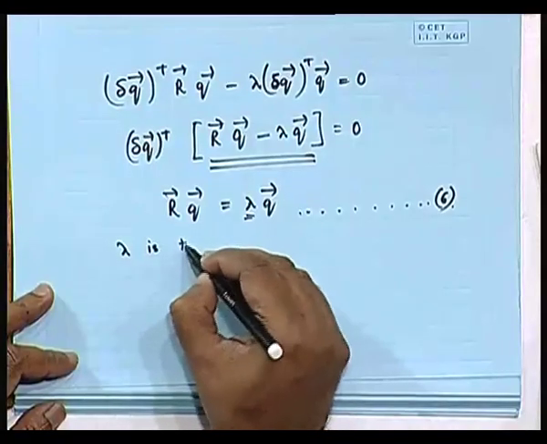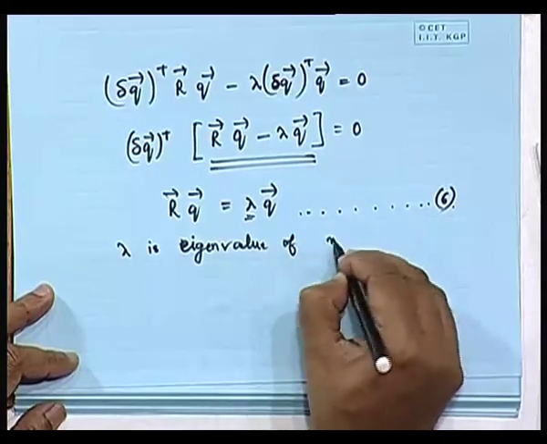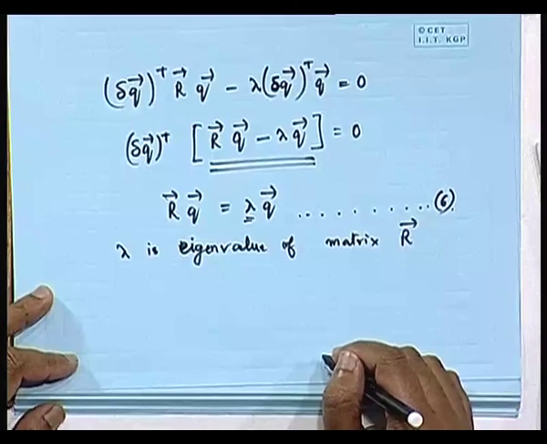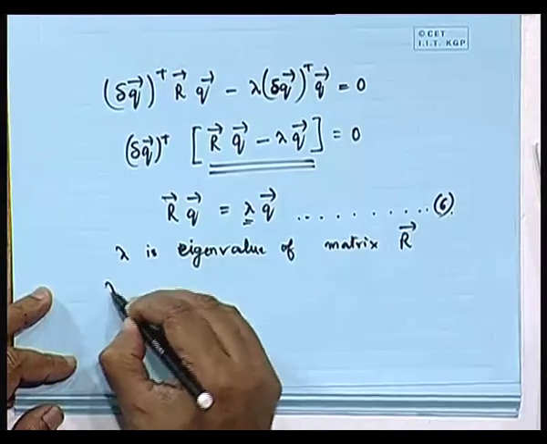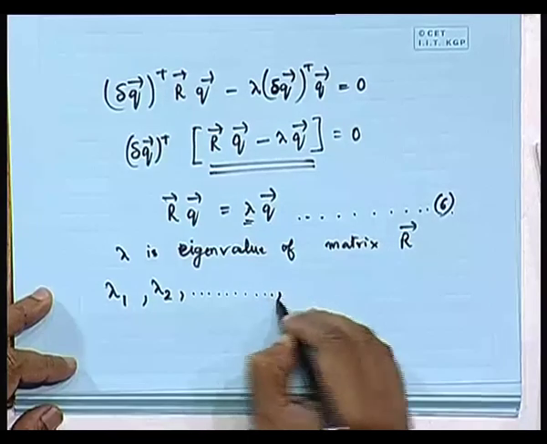So, what is the significance of this lambda? It is called the eigenvalue of the matrix R. Lambda is called the eigenvalue of the matrix R, and R is of dimension m by m. So, how many such eigenvalues will there be? There will be m such eigenvalues. So, we can find m such solutions: lambda 1, lambda 2 up to lambda m.